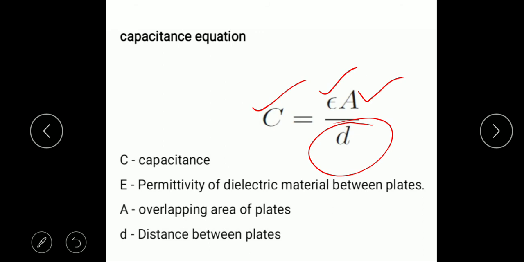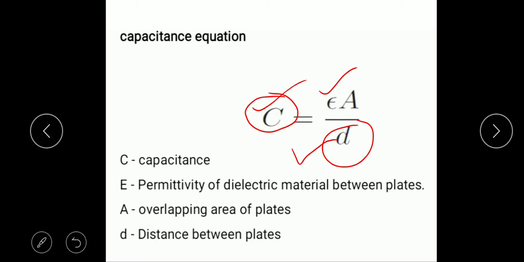So this D is important at the time of displacement measurement. This D plays the more important part. So let's come to the diagram. Remember this formula, C is equal to epsilon A by D. D is in the denominator, so it's a simple concept. If the value of D is maximum, then the capacitance will be minimum. If the value of D is smaller, then the capacitance will be maximum.